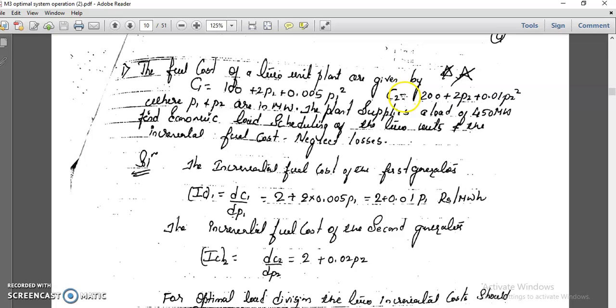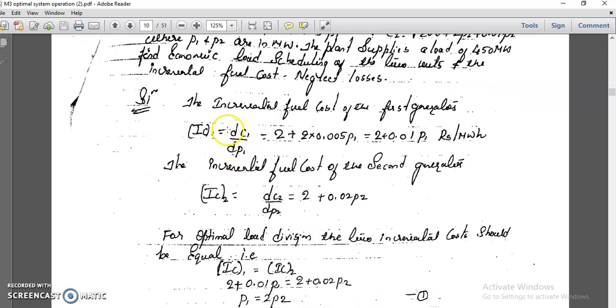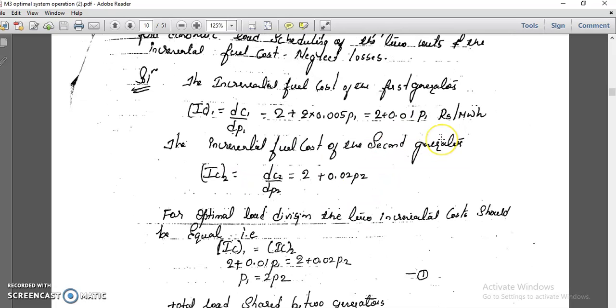Here this is just fuel cost, so I am doing differentiation, and we are getting IC1 and IC2, or you can write dC1 by dP1 and dC2 by dP2. This is incremental cost, fuel cost. So now we got two equations in rupees per megawatt hour. Always, incremental fuel cost will be in rupees per megawatt hour, remember.